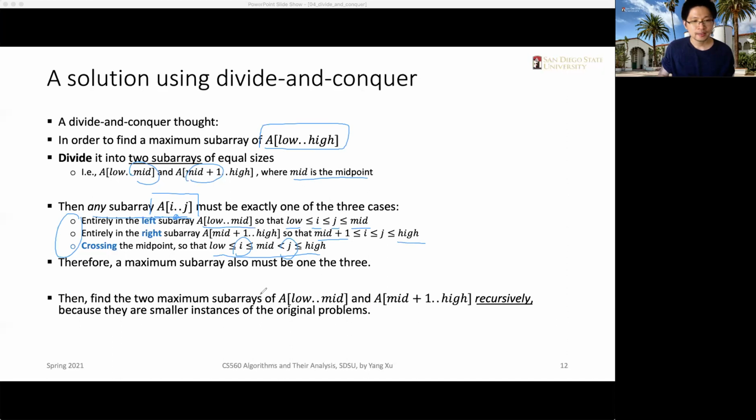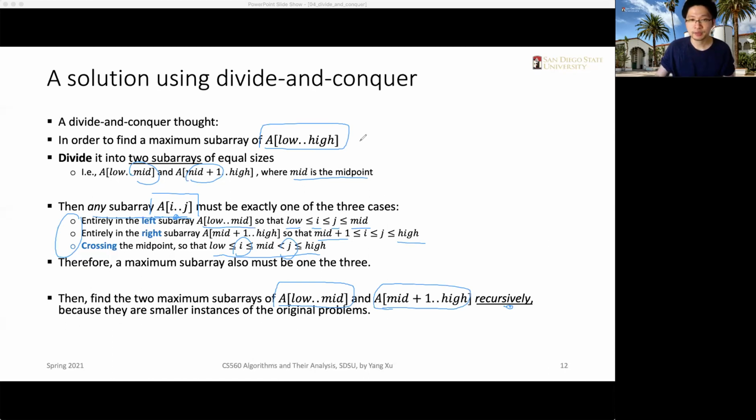If it's the first 2 cases, either on the left or on the right, the entire subarray is within the left or within the right, then we can find the 2 maximum subarrays for the left segment and the right segment recursively. Okay, because they are the smaller instances of the original problem.